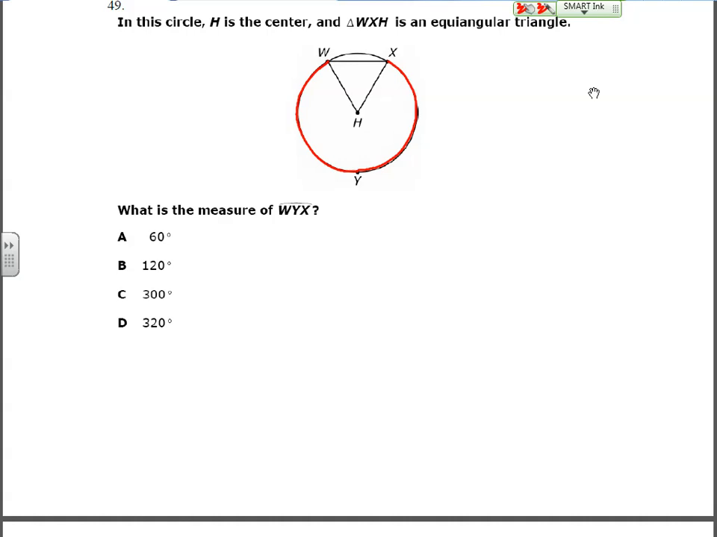That's a big arc, isn't it? It's almost the whole circle. We know a circle is 360. That arc is almost the whole thing. We can definitely eliminate 60. We can definitely eliminate 120. 300 and 320 are pretty close. Which one is it and why?